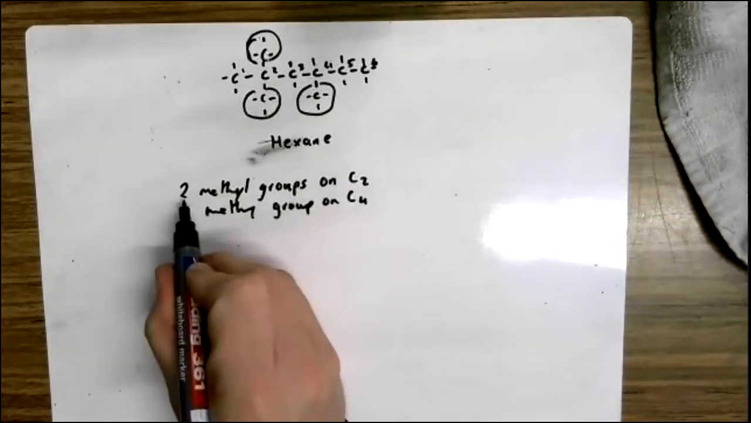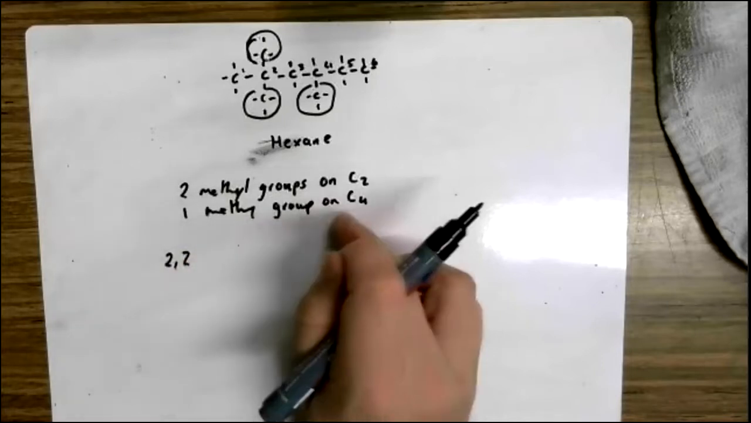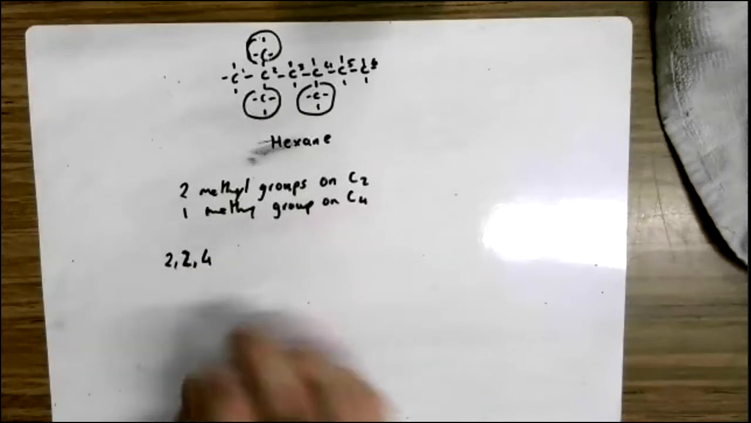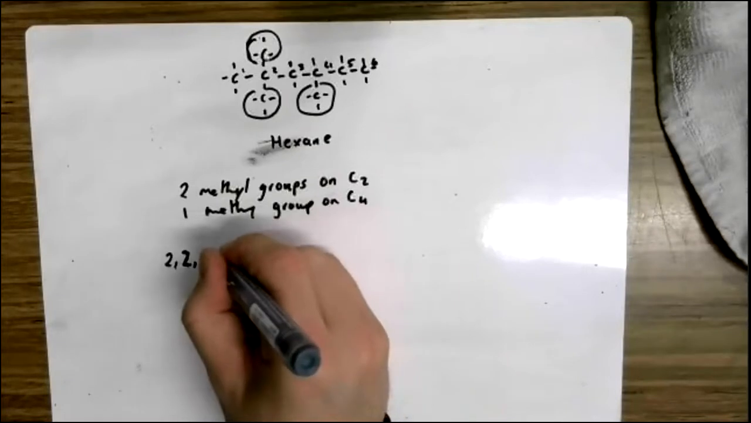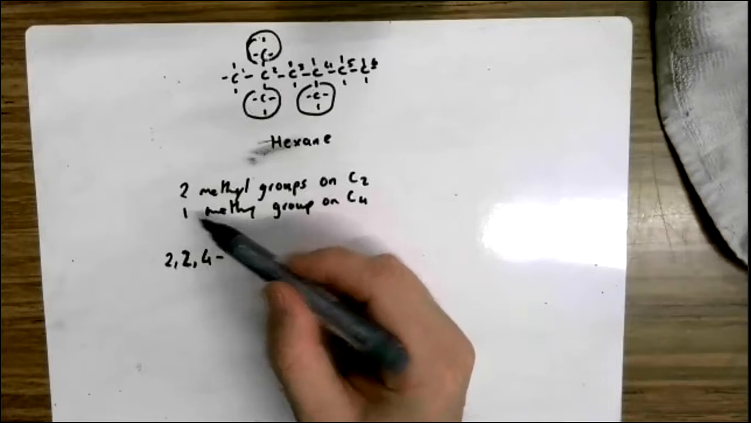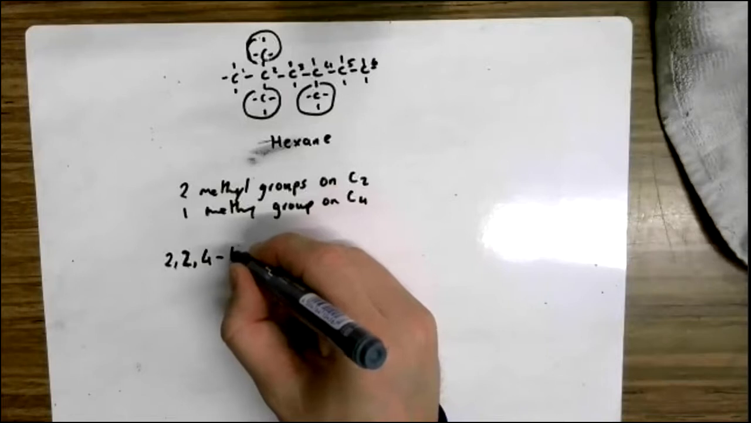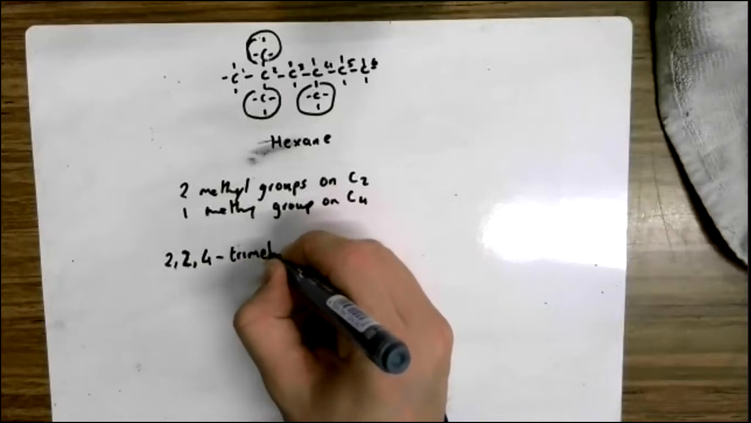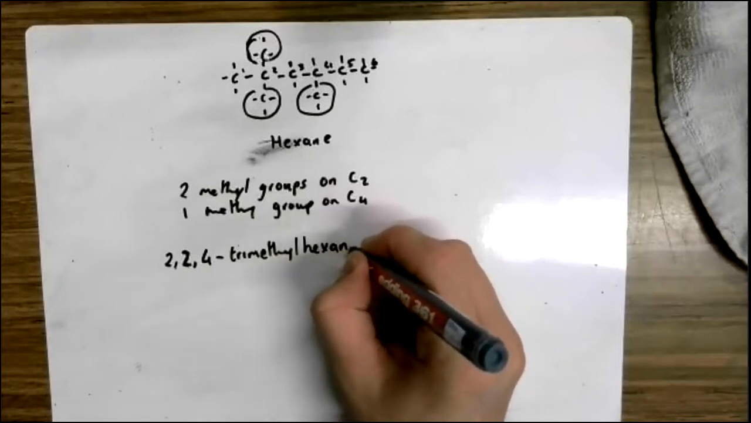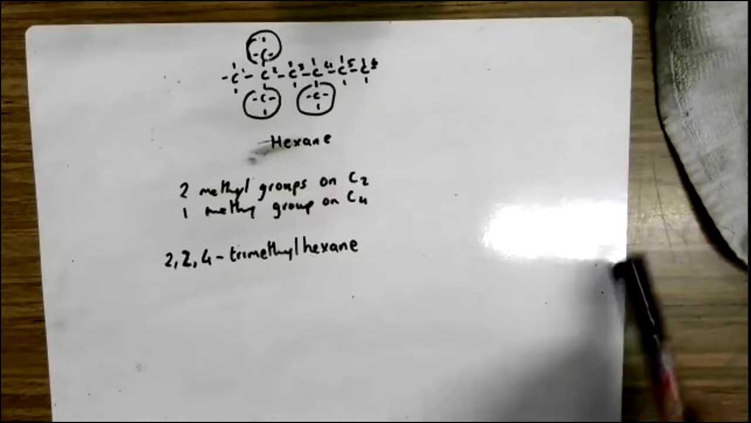Well, I would say start with the lowest number, 2, 2, and then there's also another one on carbon 4. 2, 2, 4, and then dash. How many methyls altogether? There's 2 here and 1 here. That's 3. So how do I say 3 in front of methyl? It will be trimethyl, and then hexane. That one's a little bit more complicated, but it's still the same rules to follow.